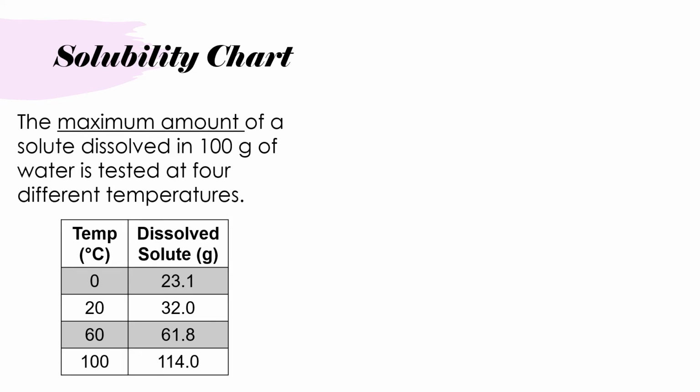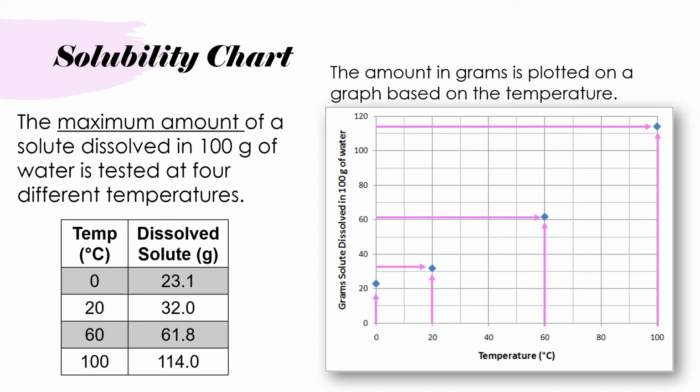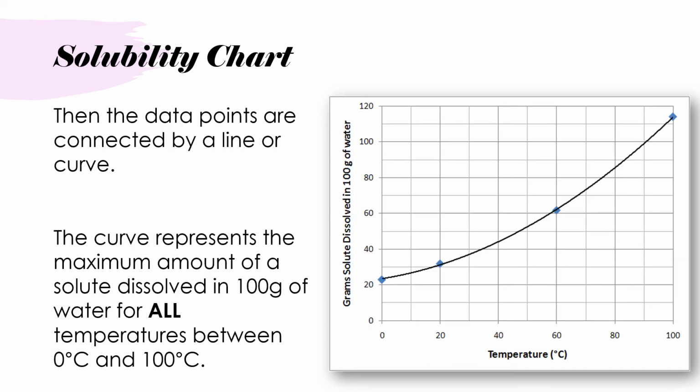So what I want you to do is to be sure to graph this in your notes. You may want to pause now and replay after plotting. You're plotting the table. Don't forget to label your axes. So the maximum amount of solute dissolved in 100 grams of water is tested at 4 different temperatures. You just graph these points right here. Then the data points are connected by a line or curve. This right here, y'all, is the solubility curve, that line you see.